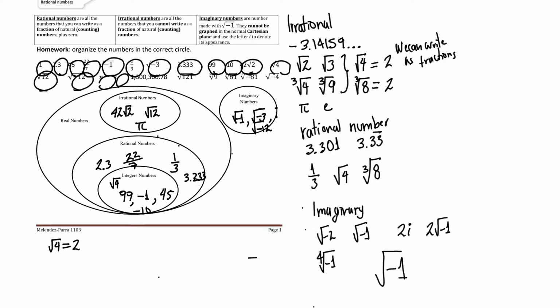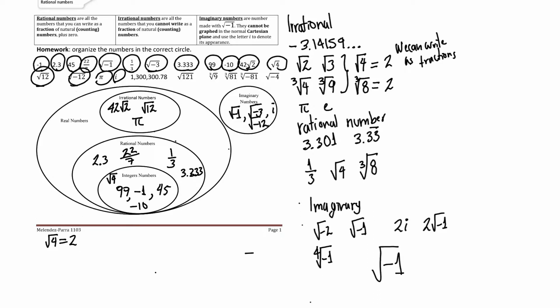Technically we can write it as a ratio or a fraction. Square root of 121 is an integer because we can actually simplify that square root. The cube root of 9 is going to be an irrational number, and you have to be careful about those cube roots because they're going to change the way we perceive things.